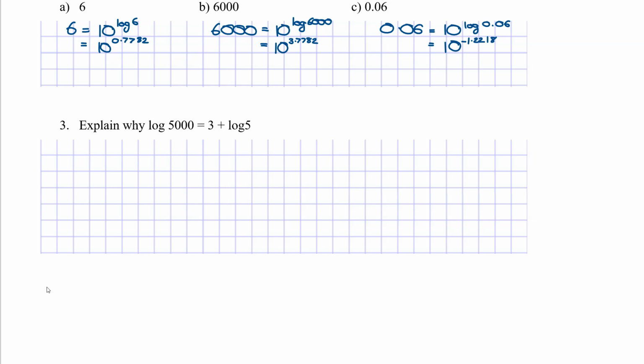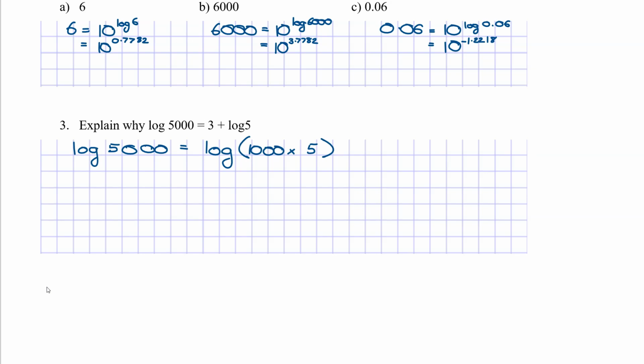So using what we've done in question 2, we'll say that log 5,000 can be rewritten as log, and we're going to factorize here, and we ask ourselves, well, what are two factors of 5,000? And one of them could be, say, 1,000, and the other one could be 5.